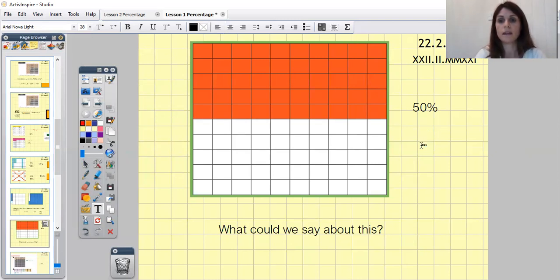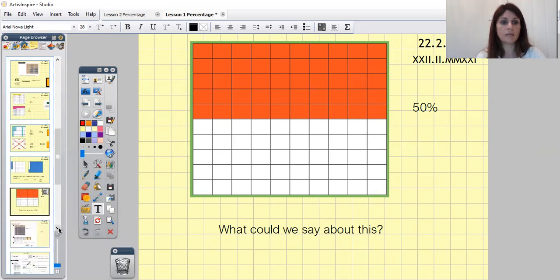I'm not going to write it all because that takes too long. 50 out of 100. We could also say 5 over 10. We could also say 1/2, couldn't we? So 50% is the same as a half. We could say 0.5 if we're thinking about it as a decimal. So all these comparisons, it's really important that you get used to comparing fractions, decimals and percentages.